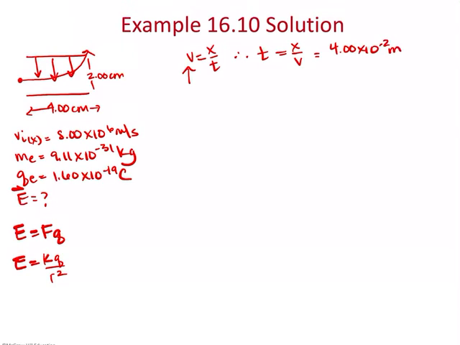direction distance, which is 4 times 10 to the negative 2nd meters, divided by our velocity in the x direction. The velocity that it gave us was 8 times 10 to the 6th meters per second. So the time that it takes to go from one end to the other end, so 4 centimeters, is 5 times 10 to the negative 9th seconds. Okay, so now we've got a time.